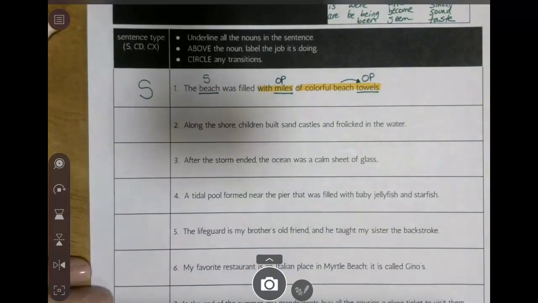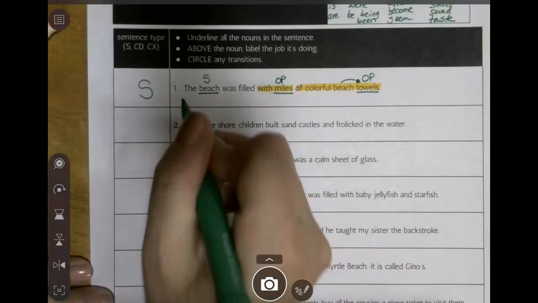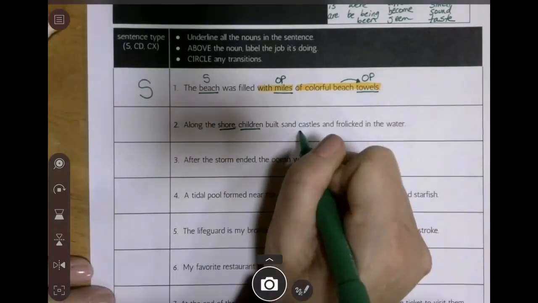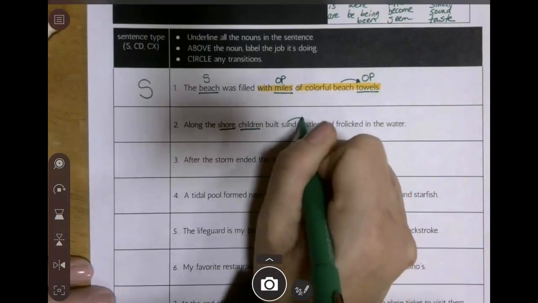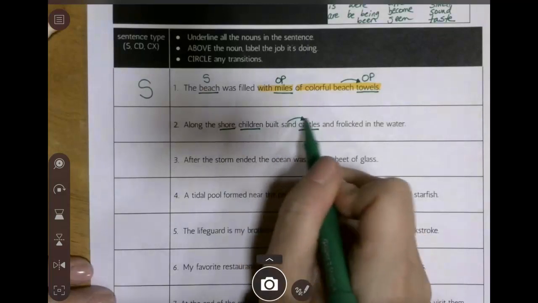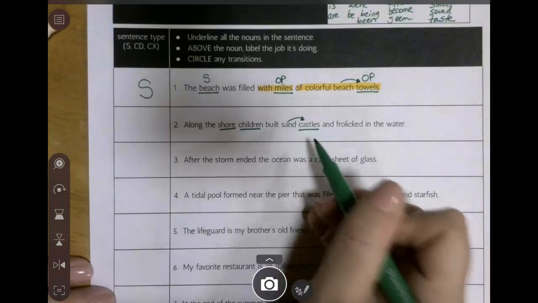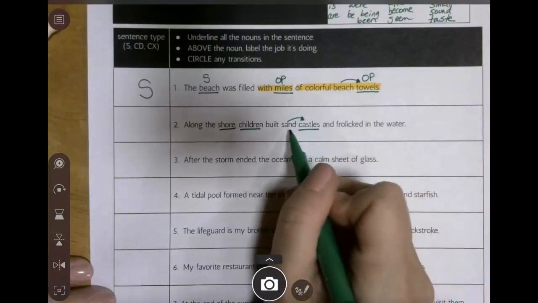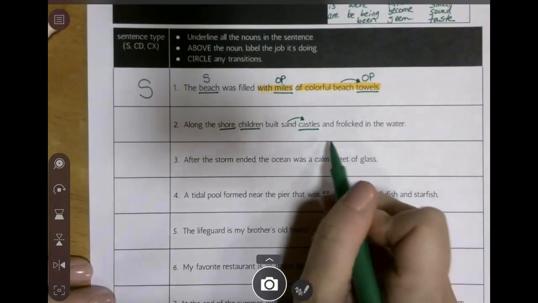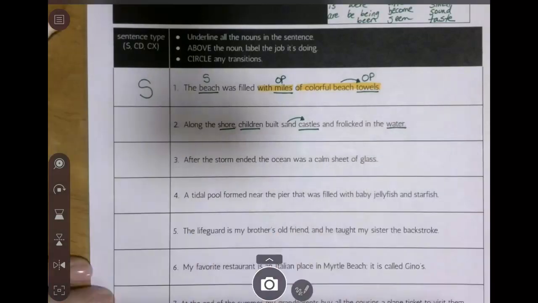Number 2, along the shore, children built sandcastles and frolicked in the water. I see shore, children. I see sand castles. Well, sand is describing castles, so castles is the noun. If you labeled these together, I took a ½ point off because we're not saying sandcastles is the noun, castles is the noun. And then we've got water.